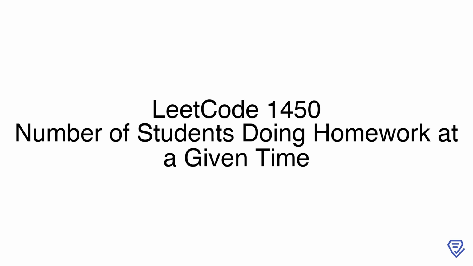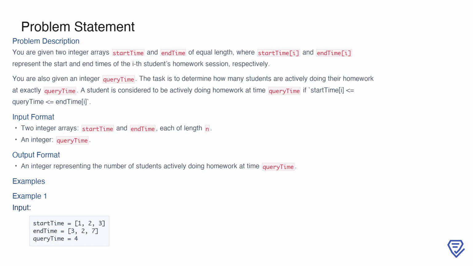Let's dive in. In this problem, we are tasked with determining how many students are actively doing their homework at a specific time, called the query time. You're provided two integer arrays, start time and end time, which represent the start and end times of homework sessions for each student. For example, the ith student starts their homework at start time i and finishes at end time i. Additionally, you are given the query time, which is a single integer.